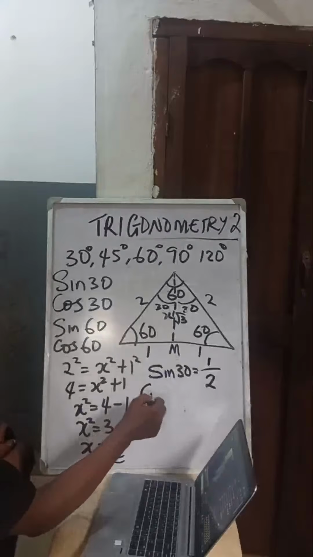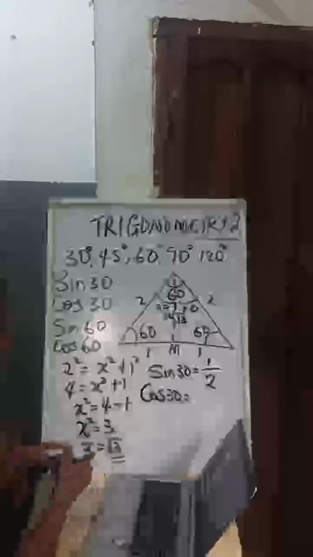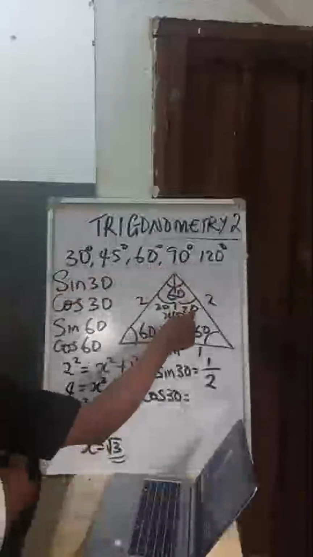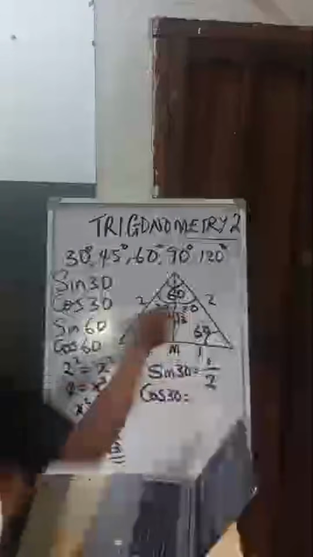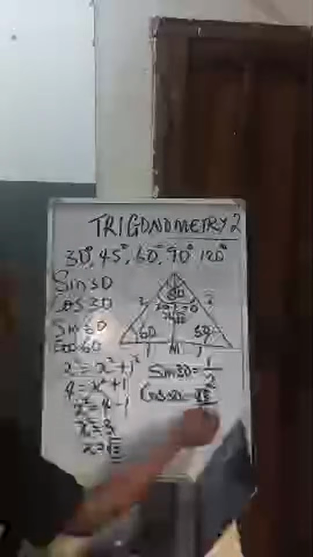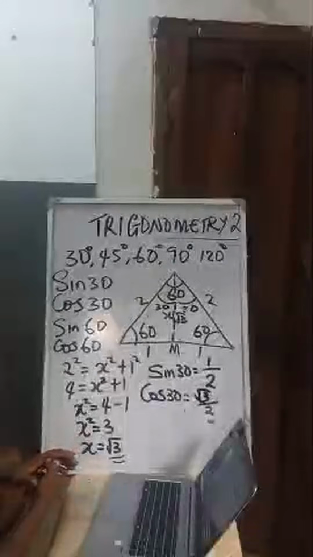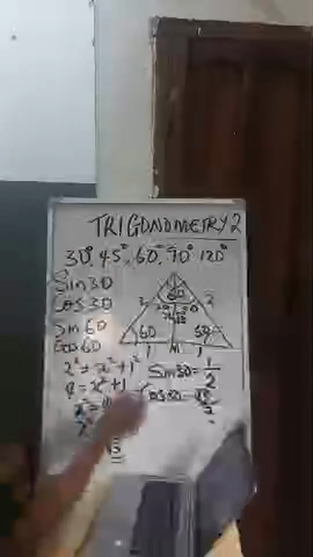Okay. Cos 30, therefore, gives us what? Cos 30 is adjacent over hypotenuse. As we are considering 30, adjacent is here, opposite is here. So adjacent over hypotenuse. So root 3 all over 2. Have you seen that cos 30 is root 3 over 2? So this is how you get it.